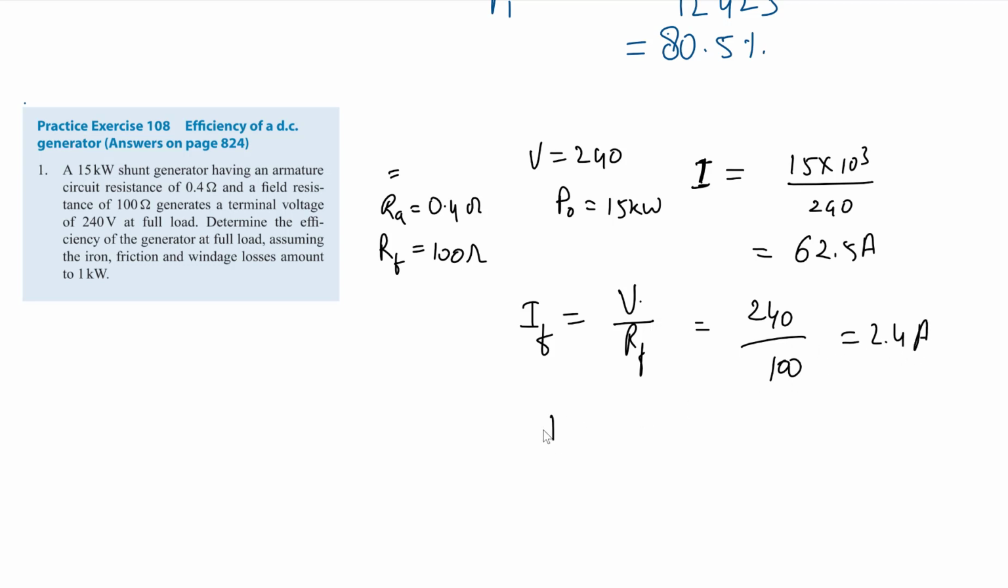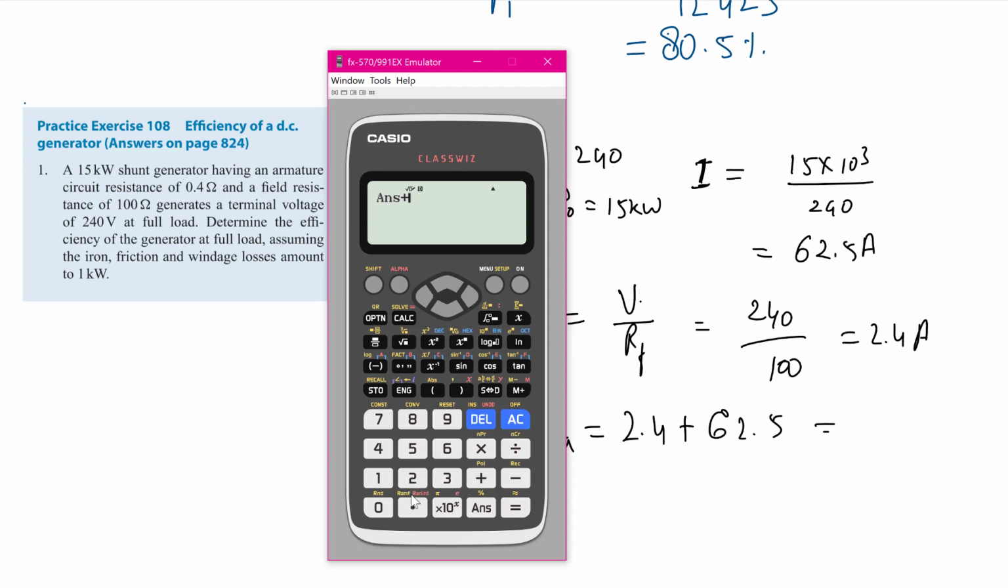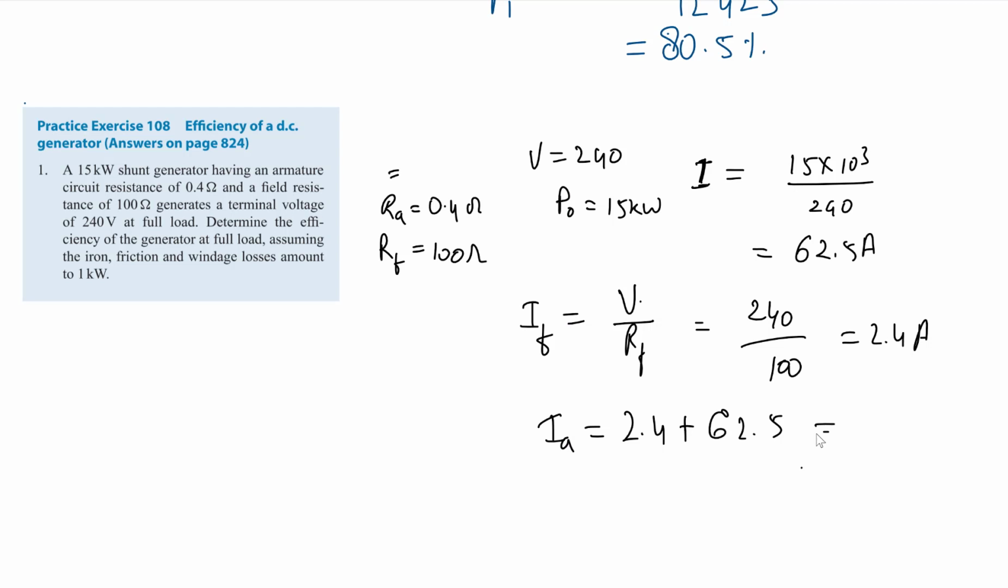So IA here is the sum of these two: 2.4 plus 62.5, which is equal to 64.9 ampere. This is IA. We got IA here, and we got IF here. Determine the efficiency of the generator at full load, assuming that the iron, friction and voltage losses, so all the constant losses, are 1 kilowatt.